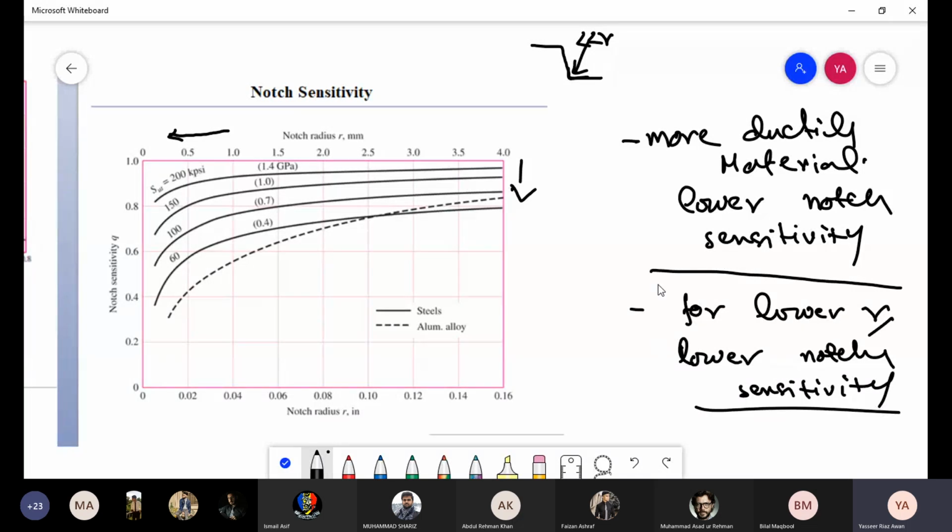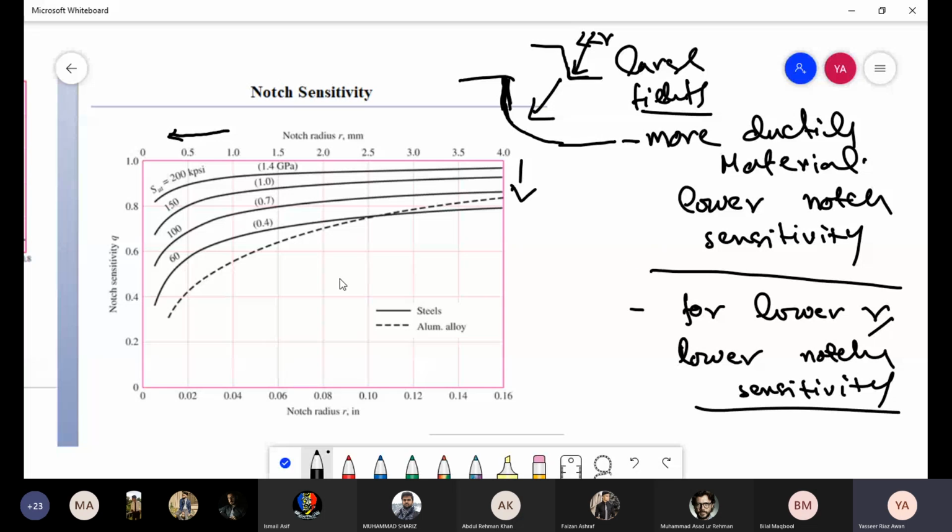Now, this second part may, on the face of it, sound a little contradictory, because whenever we have talked about stress concentration, we have said that to reduce stress concentration, we should increase this radius. We should have large fillets. That is what we have studied before, and that is obviously still true.